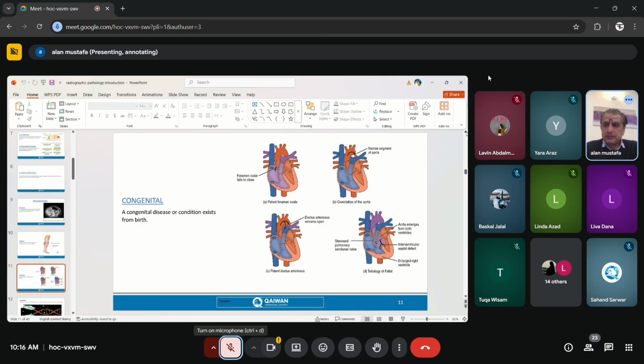Congenital disease. We have a lot of examples here in these photos. Congenital diseases of the heart, like for example, coarctation of the aorta or patent ductus arteriosus. We diagnose them very early after birth. So this is congenital.